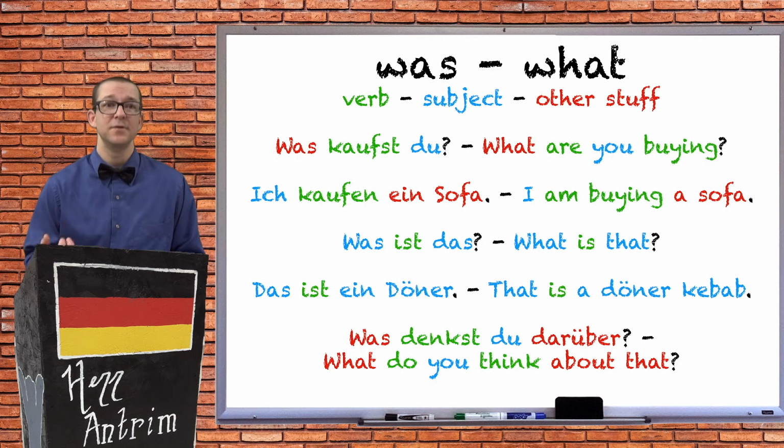Was can either be the subject of the sentence, as it was in the question Was ist das? Or it can be the object, like it was in the question Was kaufst du? Du is the one buying something in that sentence. The something being bought was the object was. I mention this because if the question word was is the subject of the sentence, the conjugation of the verb is usually the third person singular, er, sie, es form of the verb.